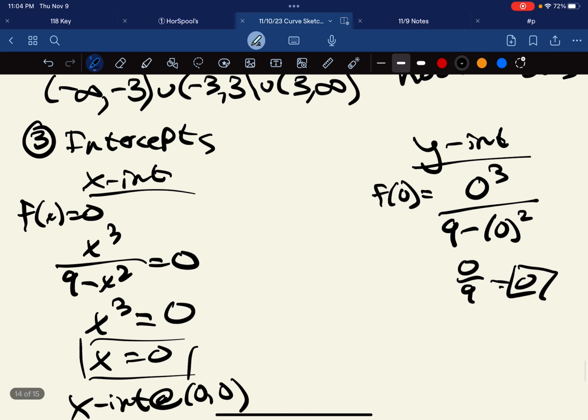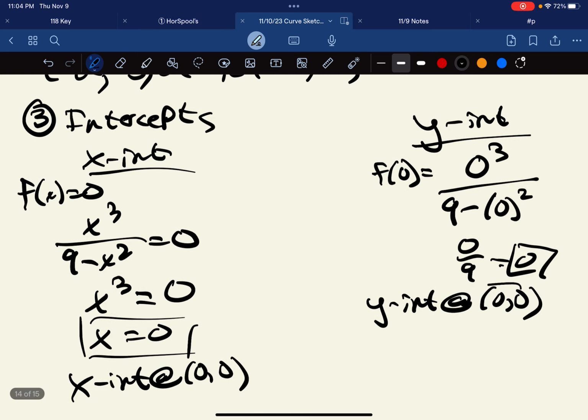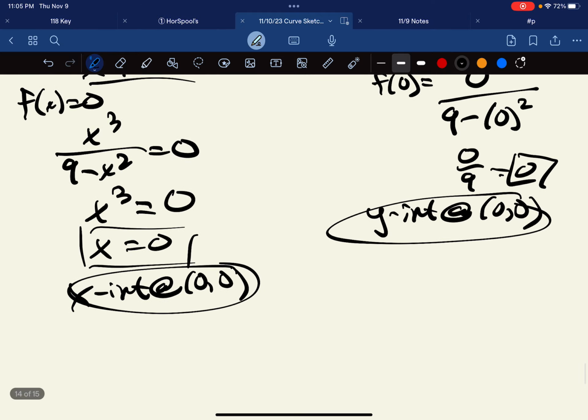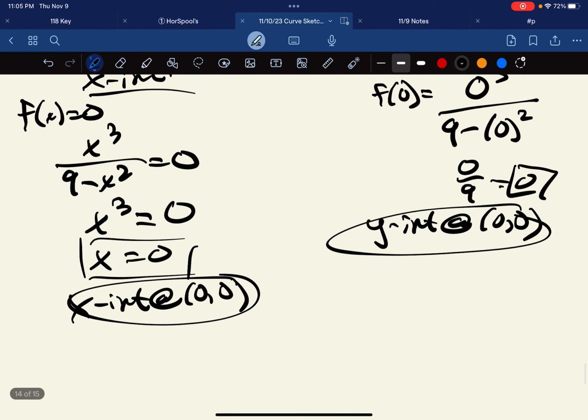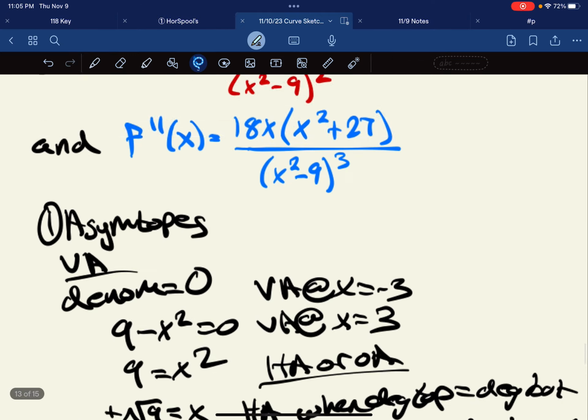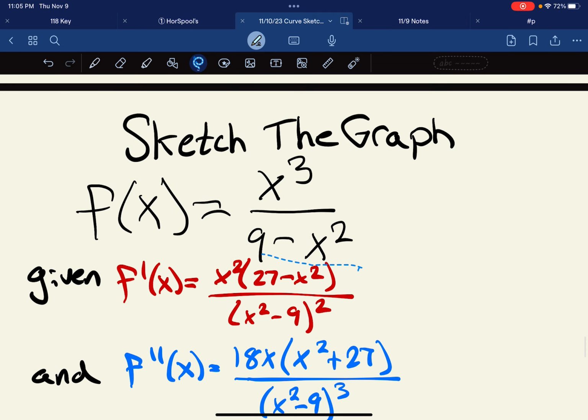So then we can say that we have a y-intercept at the point (0, 0), which makes sense, right? The origin is both an x-intercept and a y-intercept. Okay, great. So now that's actually all of the information we need from our base function.